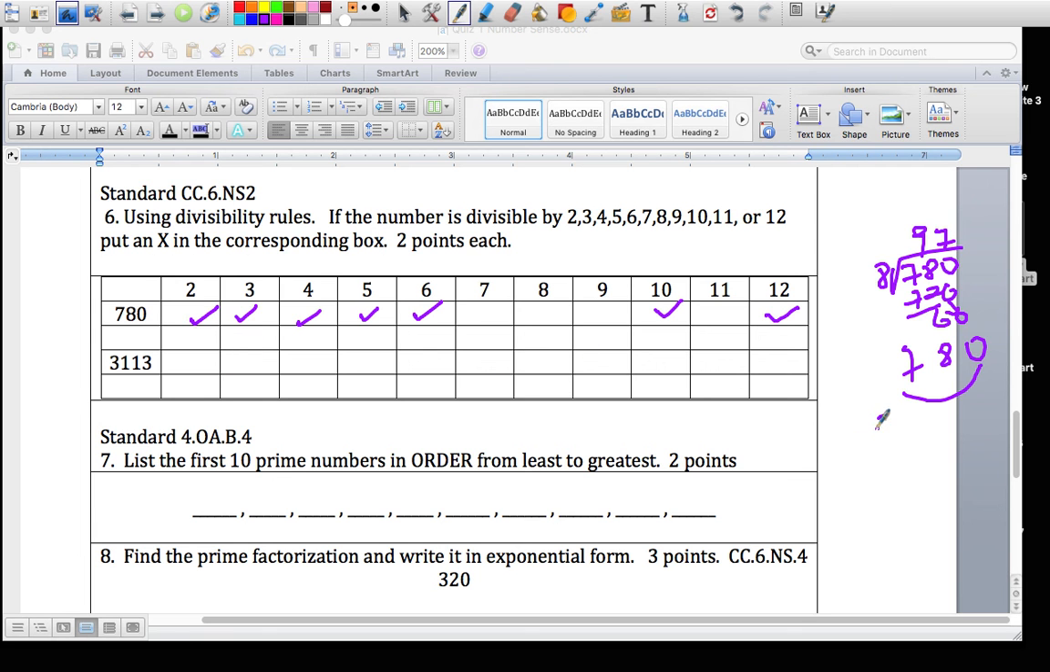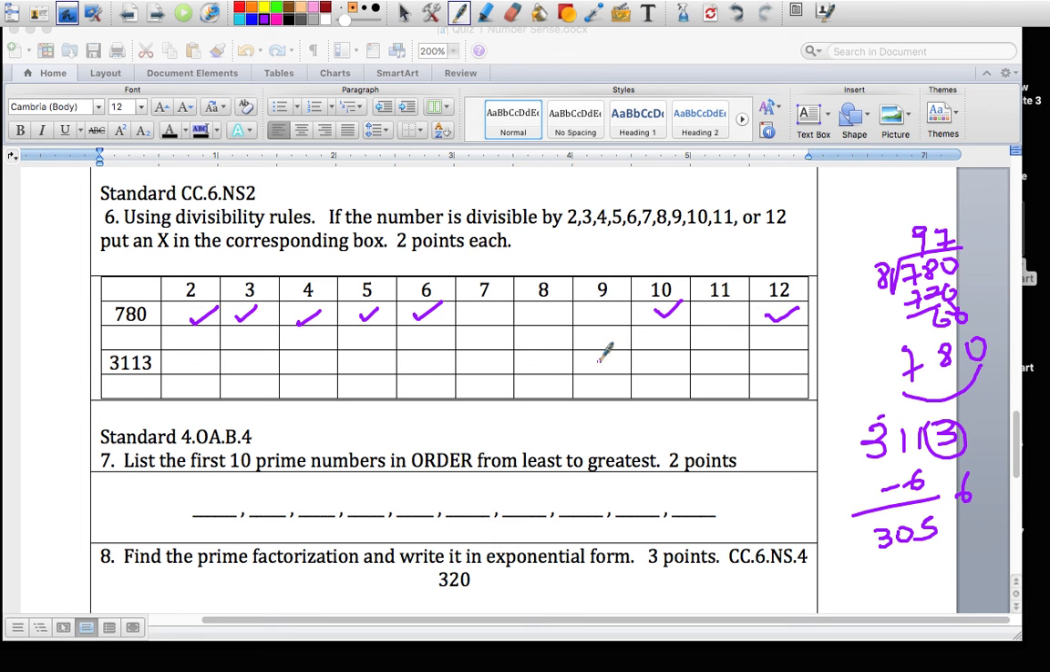7, I'll do 7. So 3, 1, 1, 3. If I double the last number, which is 3, it becomes a 6, subtract it from this. 11 minus 6 is 5, and you get 3, 5. Is 3, 5 a multiple of 7? It is not. 8, definitely a no, because look at the last three digits, and 3 is definitely nothing multiplied by 8, ends in 3, so that's a no.